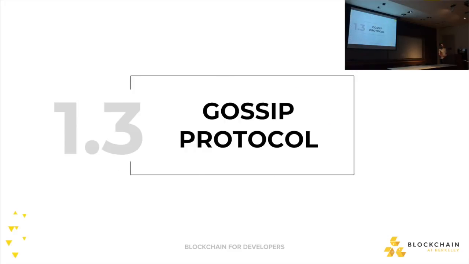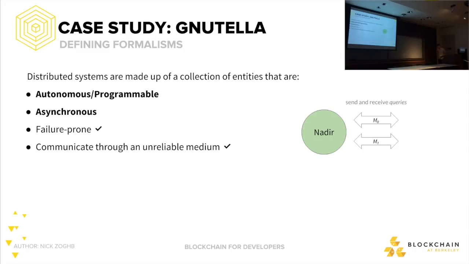So speaking of broadcasting, that leads us to the gossip protocol. We've already discussed why being failure prone needs to lead us to make smart choices about our network. We've already talked about why communicating through an unreliable medium, lossy networks, needs to make us reconsider. But we haven't really talked about autonomy or asynchronousness. So let's look at that right now.